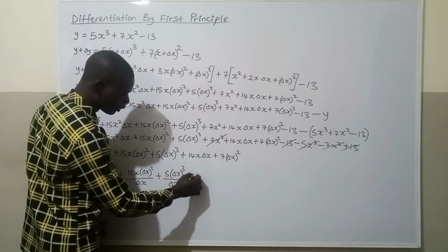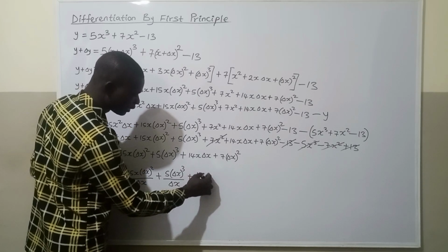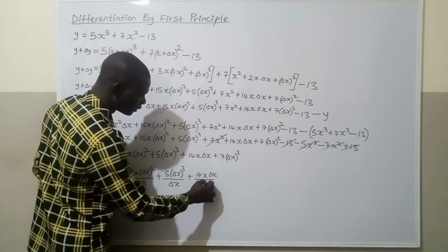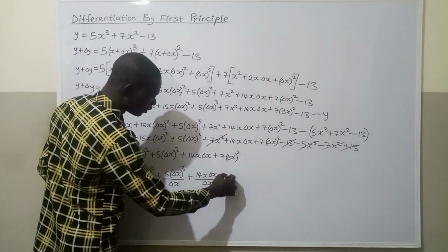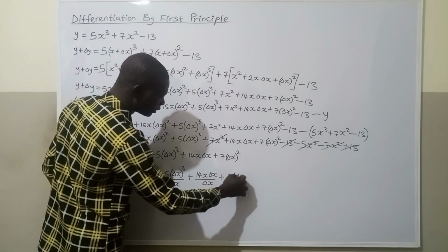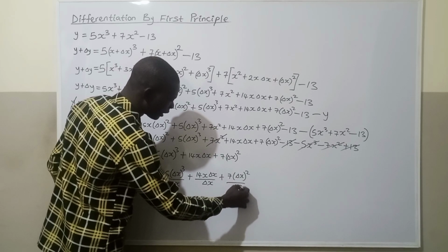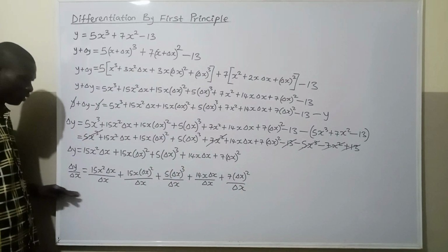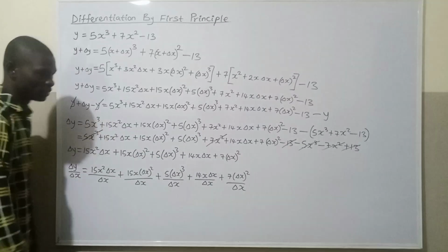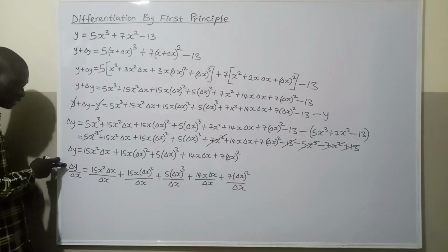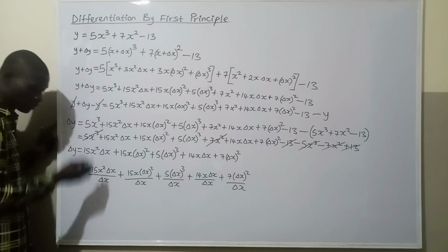Next one, plus 14x delta x also divided by delta x, and finally plus 7 delta x squared divided by delta x. So all of these are being divided by delta x as we have done to the left hand side of the expression. So what's the next thing now? We see which ones can cancel out.